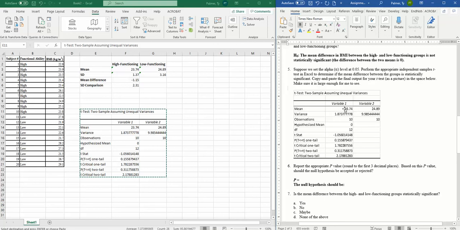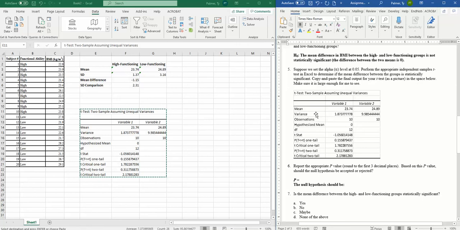And so group 1, and again, you can check it to make sure. What did we calculate earlier as the group 1 mean? Group 1 was our higher functioning group. The mean was 23.74, and lo and behold, look, yeah, it's 23.74. It's the exact same mean that we calculated earlier. So that checks out. Same thing for group 2. Group 2 was our low functioning group. We calculated a mean of 24.89. Sure enough, it's the same mean here in the final output. So that's another good way to check yourself. Make sure you calculated the mean correctly from earlier, and that it matches up with the means that you have here in your final output for your independent samples t-test.